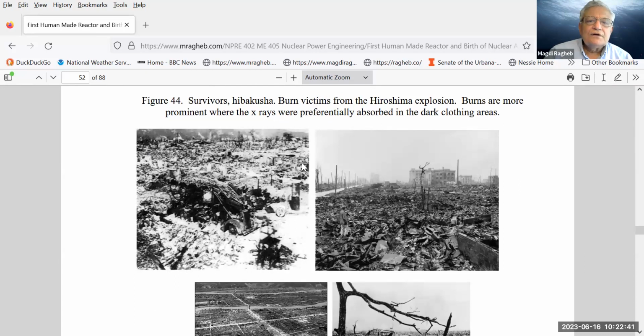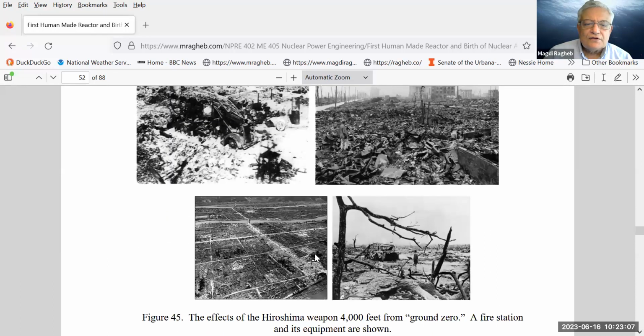You could see here, it caused not just a shock wave that destroyed the structures, but also caused fires all over the place. And this is a picture of a fire engine that could not help, of course, extinguish the fire. The devastation at what is named today as Ground Zero was large. Some concrete structures survived the bombing, but the rest of the structures in the town was a total devastation. That's 4,000 feet from Ground Zero.